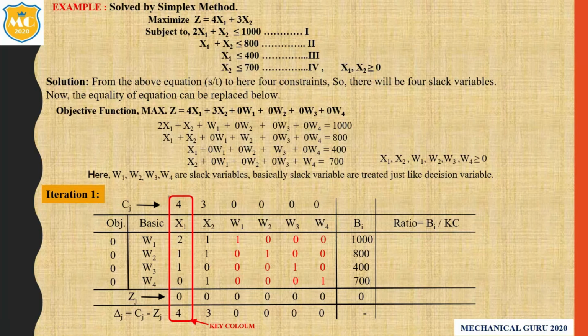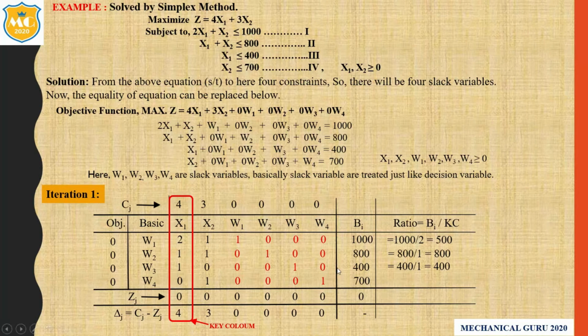Now next we have to find out this ratio. Ratio is nothing but BI by Kc. BI is the resource value. So 1000 divided by 2 is 500. Similarly 800 divided by 1 is 800. Next 400 divided by 1 is 400.